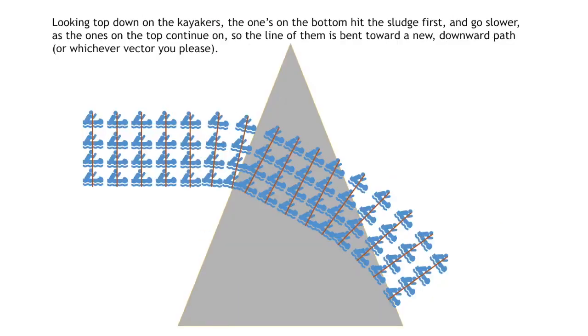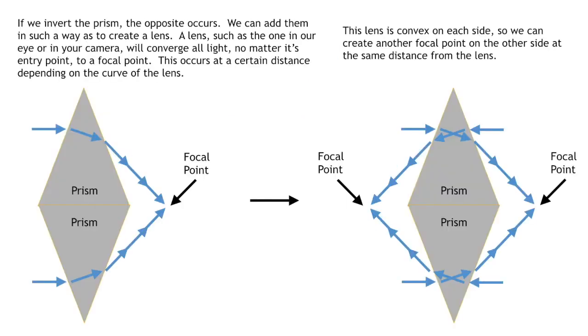So looking down on the kayakers, the ones on the bottom hit the sludge first and go slower as the ones on the top continue on like we talked about, so the line of them is bent toward a new downward path, or whichever vector you please. Left to right, and so on and so forth, looking top down, looking side on, either way. If we invert the prism, the opposite occurs. In other words, we're just flipping the prism upside down.